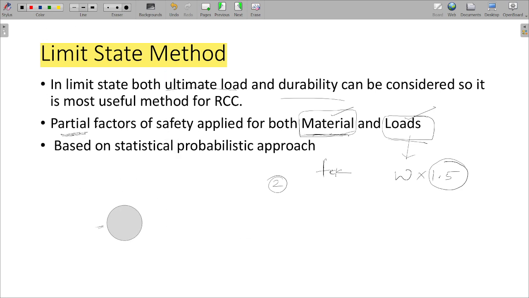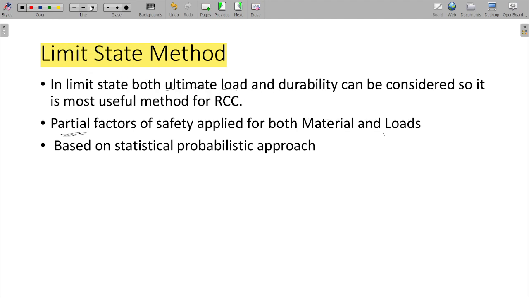And the main important thing is that it is based on a probabilistic approach. Means it is not a deterministic method like the working stress method. We consider that limit state is a state at which the design becomes unfit. Just before the design section becomes unfit, up to that limit we consider the load.